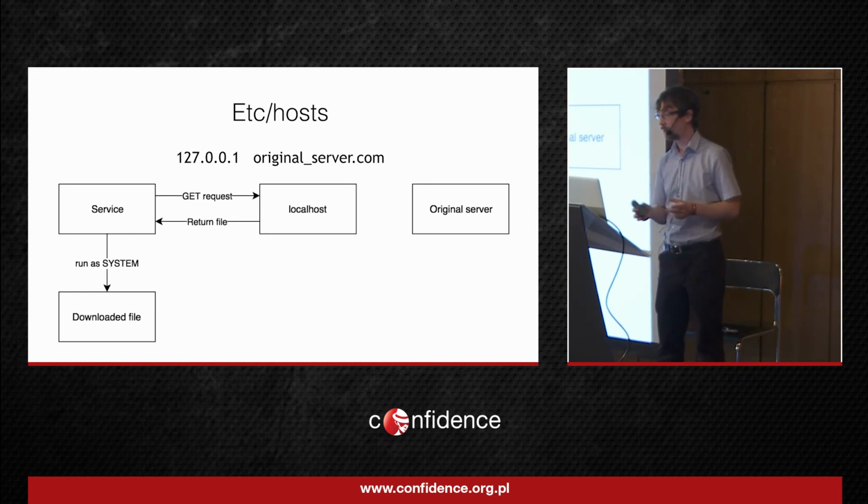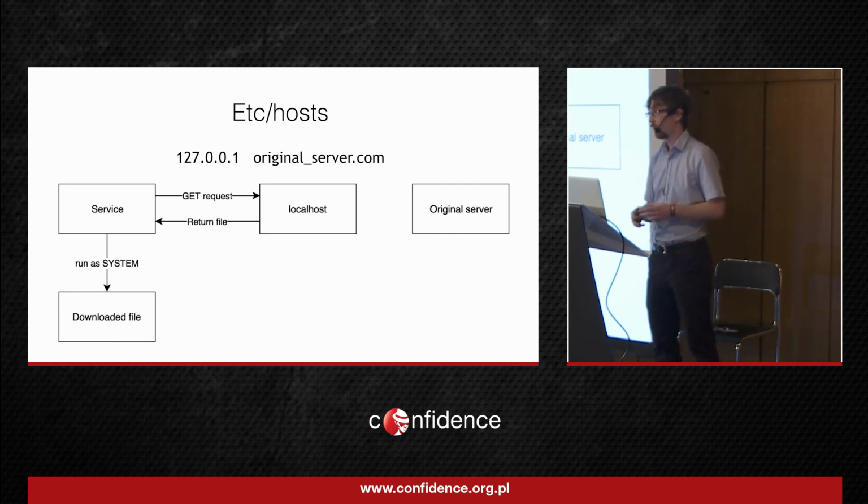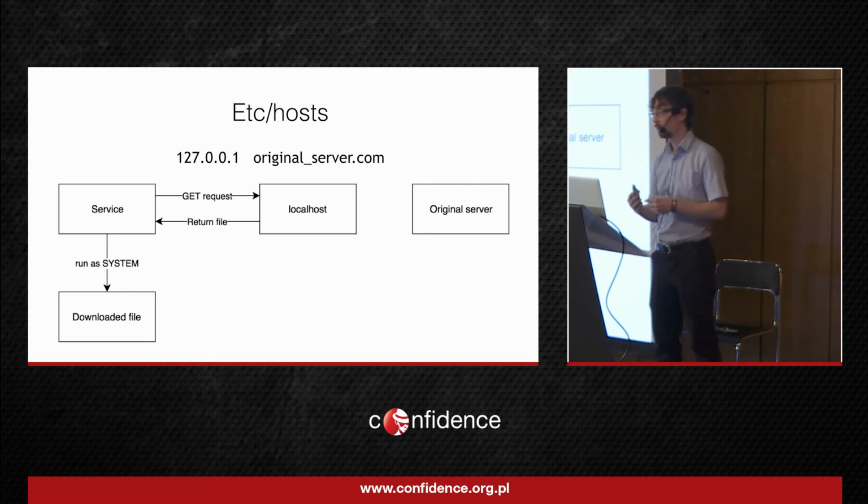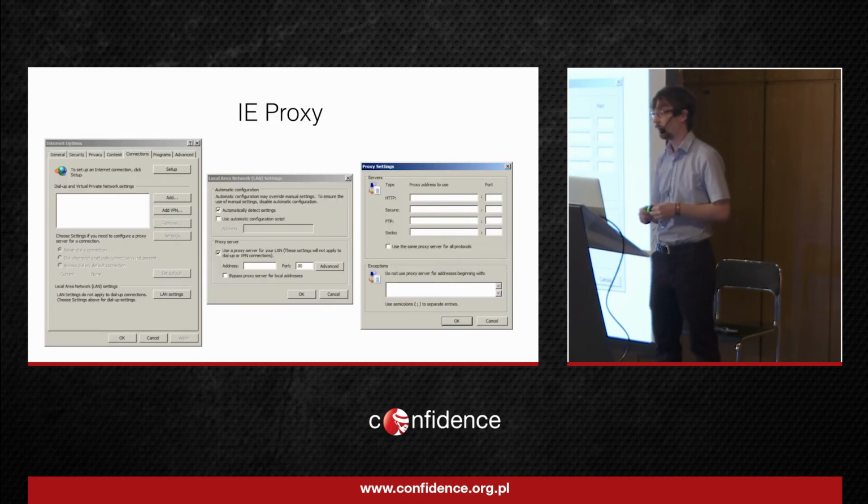So the exploitation looks like this. The service is sending requests to the external server, but because we modified the IP address, they are sent directly to localhost. And then we give it the fake binary. But we cannot do this, because on Windows, in order to modify the hosts file, we need to be administrator. But hopefully for us, there is another way of doing the same thing.